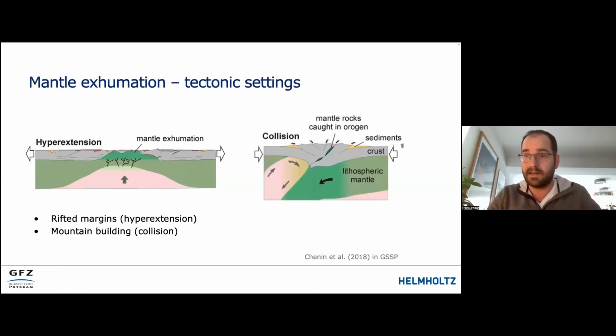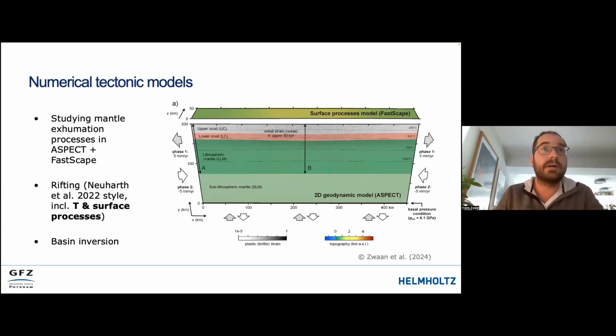If you close a basin like this again, you can have pieces of mantle that are being incorporated into an orogen, into a mountain range, and there they can also serpentinize. And we know that there are some studies that have shown that natural hydrogen seems to be available in these kind of environments, but we just don't really know that much about this. So there are these two systems, and we need to really study and get a better idea about what is going on. So I started to do numerical tectonic models in Potsdam.